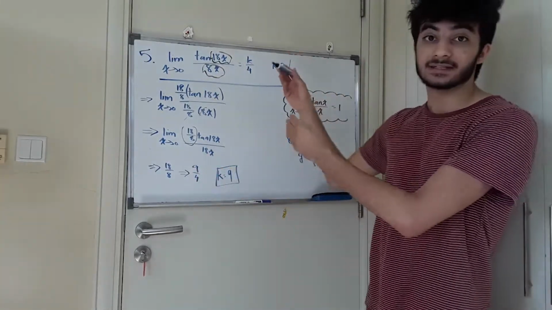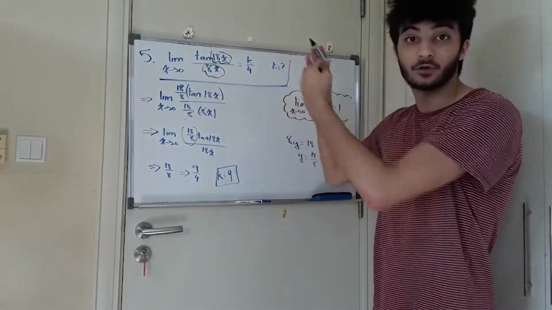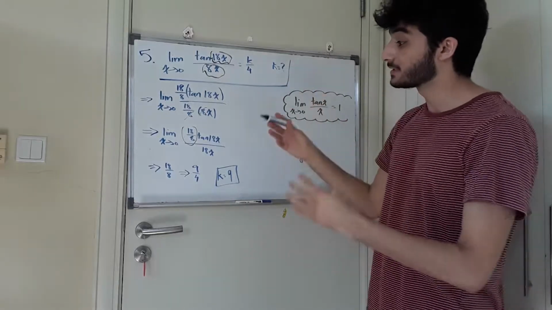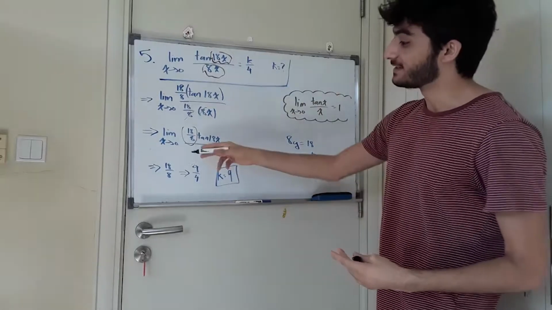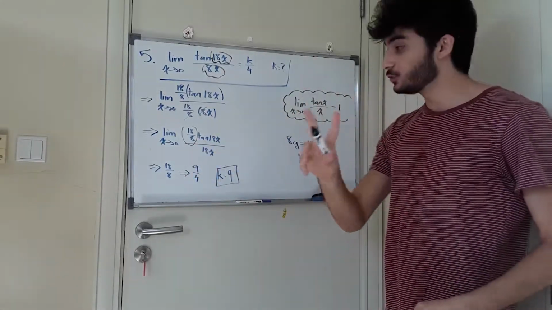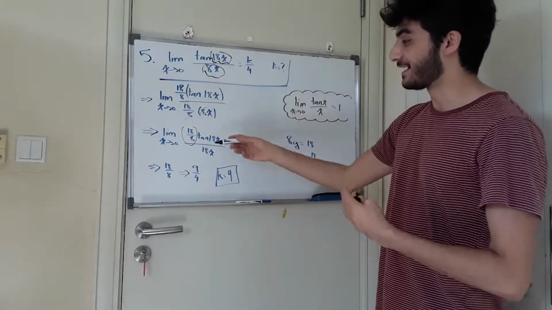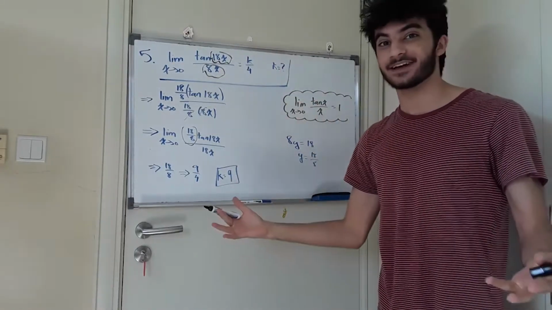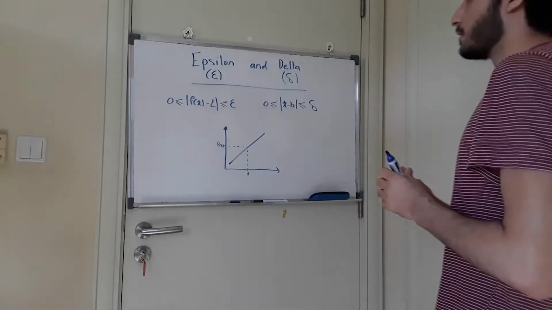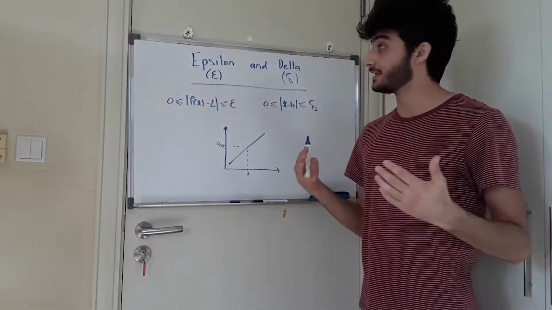But they want it as k over 4, and they want k, so they want the denominator to be 4. So what would you do? You need to divide up and down by 2. That way you can have 9 over 4, and so k will be 9. That's your final answer. So now let's talk about epsilon and delta.